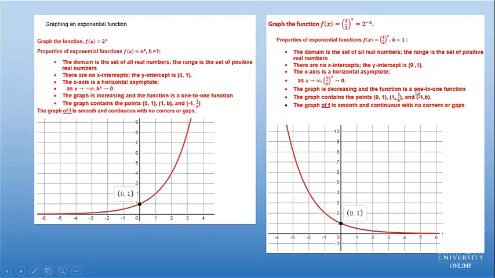This graph is also one-to-one. It passes the horizontal line test. And we have the point (0, 1) on the graph. (1, 1/2) in this case is on the graph. (-1, 2) is on the graph for this case where we are using 1/2 as the base to the power x. The graph again is smooth and continuous with no corners or gaps.